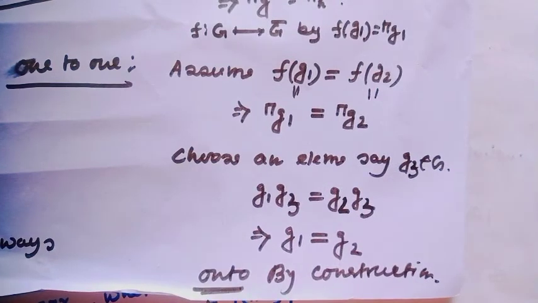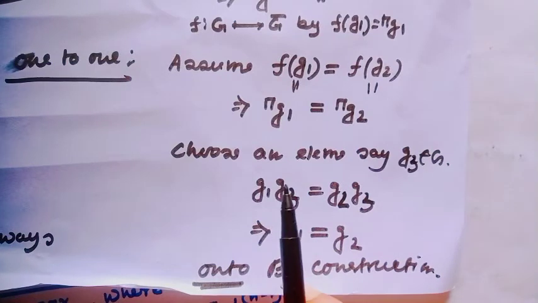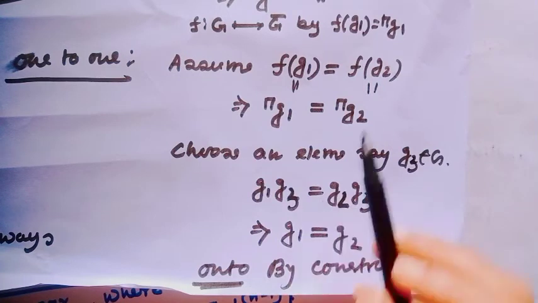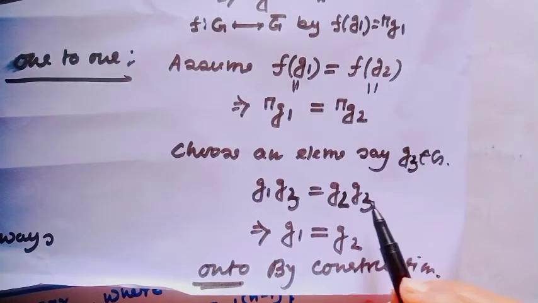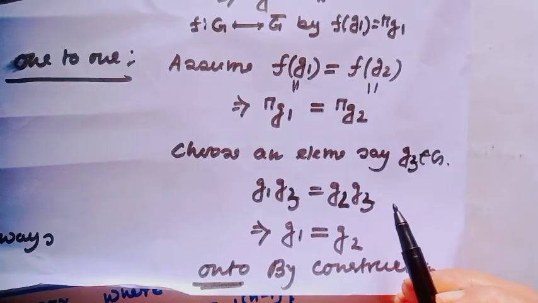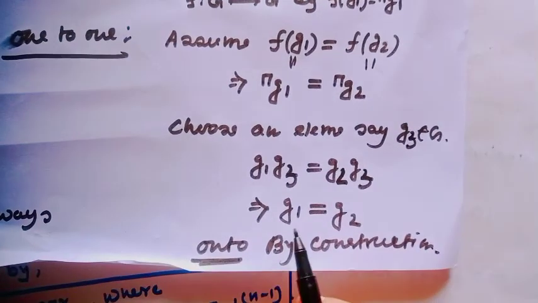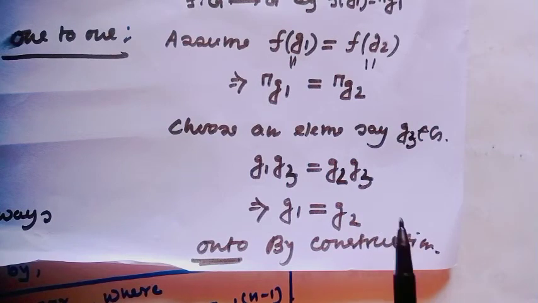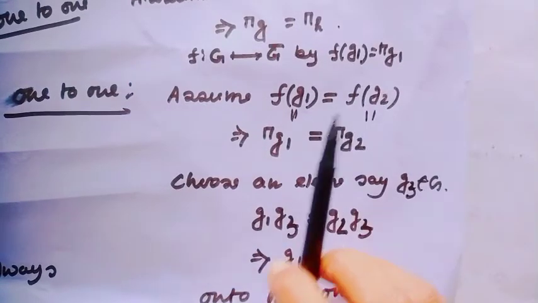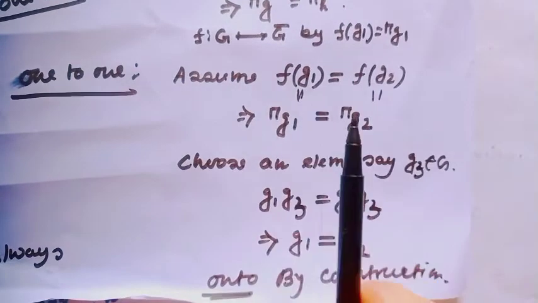And choose an element, say g3, from capital G. By the defined mapping π, this is equal to g1 times g3, which is equal to g2 times g3. And by the cancellation law, this always implies g1 equals g2. Okay? And by the construction, this mapping is always an onto mapping.